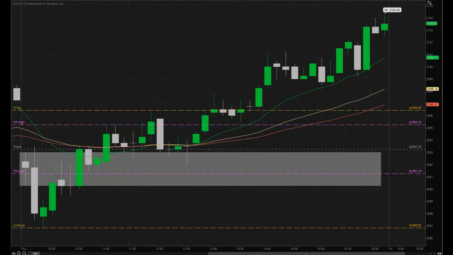Now today, we had a beautiful fade of the A down that turned into an up through the pivot. And I want to make a couple points here and show you how you could have anticipated this day. Not predict it, but anticipated it. All right, I'm going to bring up my trade planner.